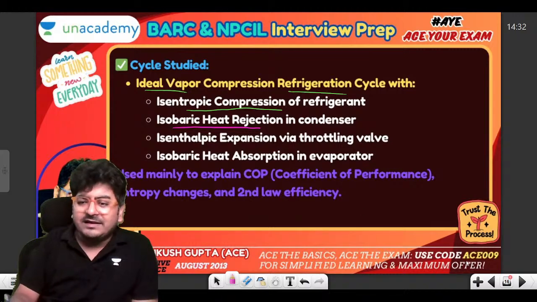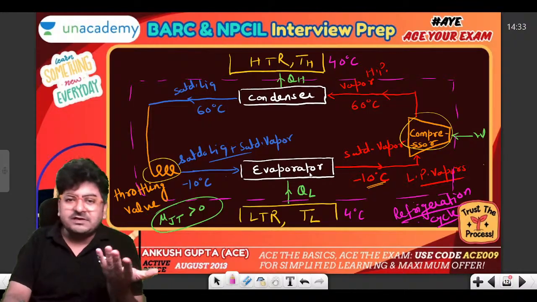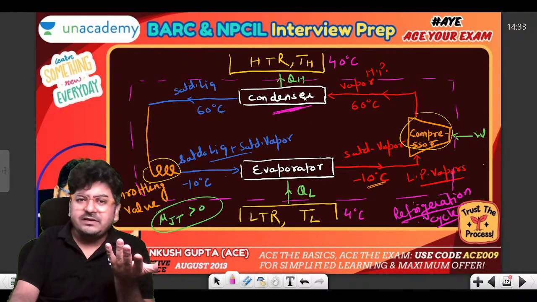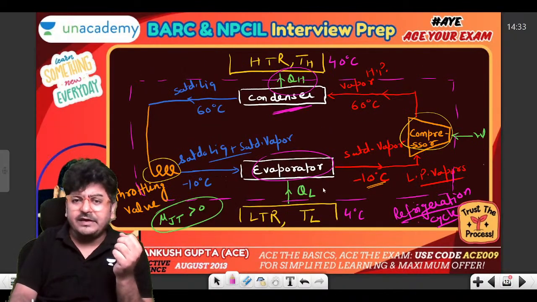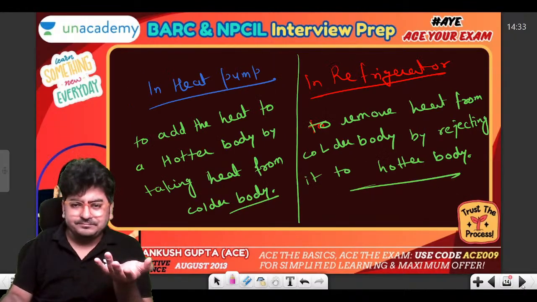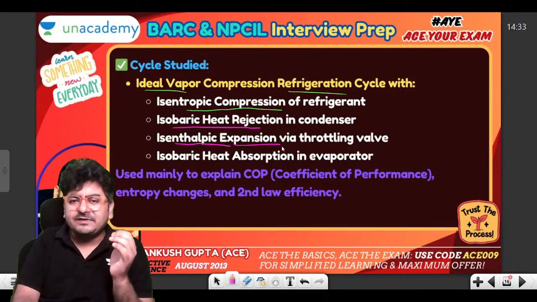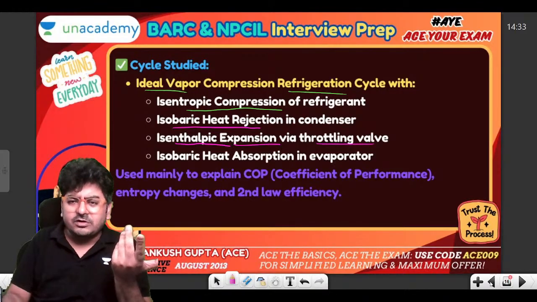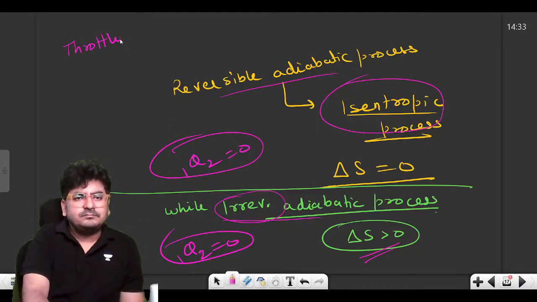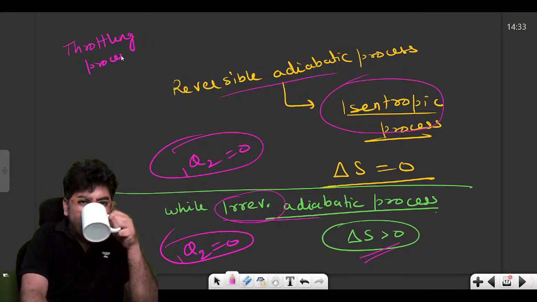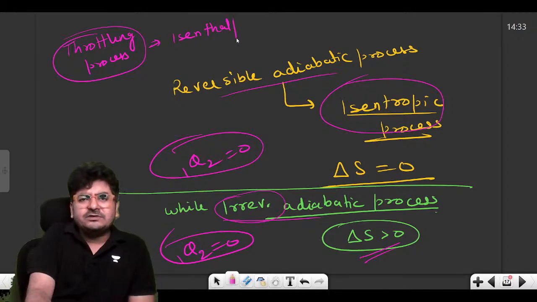Isobaric heat rejection in condenser, as you have seen, constant pressure, heat rejection is there. Pressure is constant and heat is being rejected. Similarly here, constant pressure, heat addition. Okay. And then isenthalpic expansion. Throttling valve, how they work, throttling process. They are what we call isenthalpic process because enthalpy remain constant.